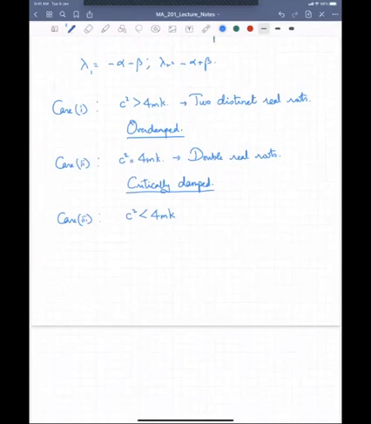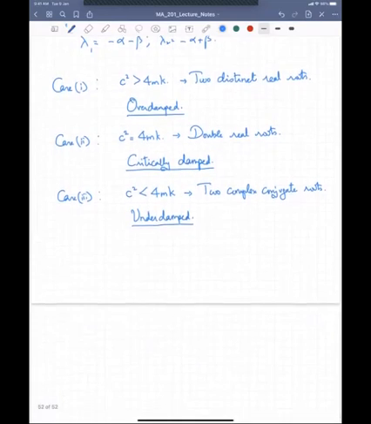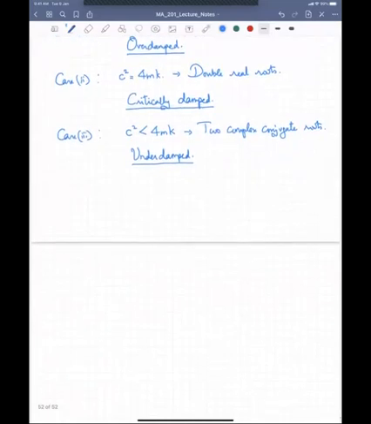So in this case, it will be interesting to see how the motion proceeds. There are two complex conjugate roots of this equation. And this is called underdamped. The reason for these terminologies is because of the magnitude of c squared. So c squared being the damping coefficient, if it is very large, it's overdamped. If it is equal to 4mk, it's critically damped. And if it is small, it is called underdamped.